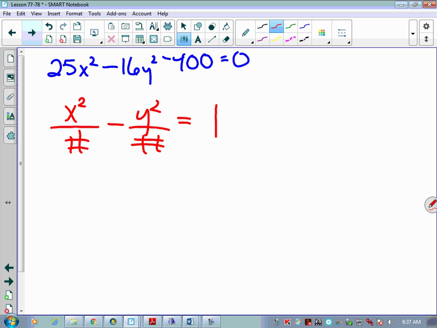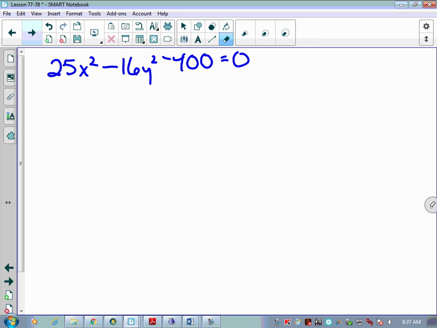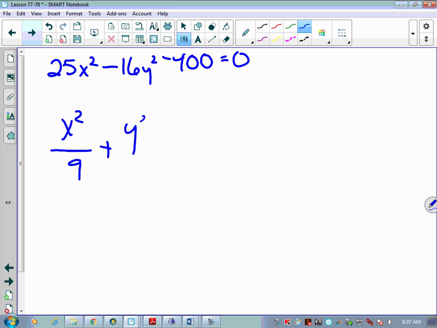It was close. It was number 9. Okay, this was the question. You had x squared over 9 plus y squared over 4 equals 1. Yeah, it's a circle question. Well, it's not a circle. It's an ellipse. So this is a lot like that.